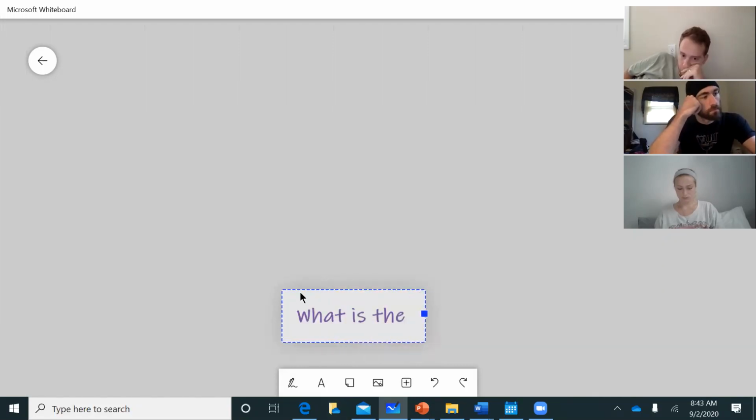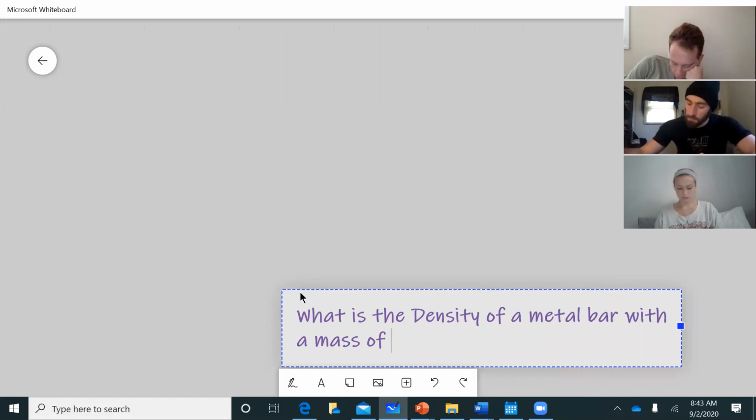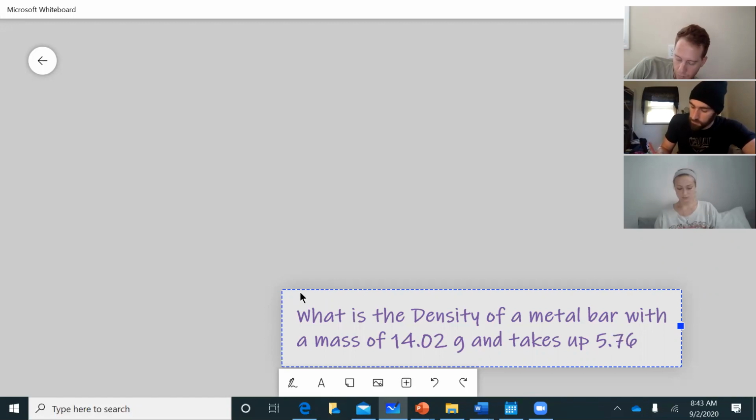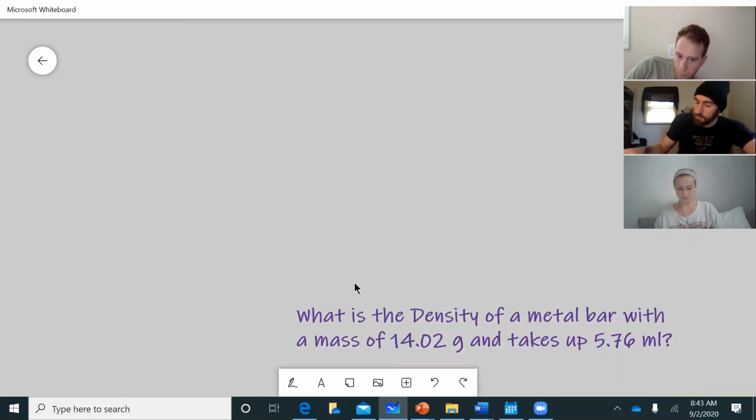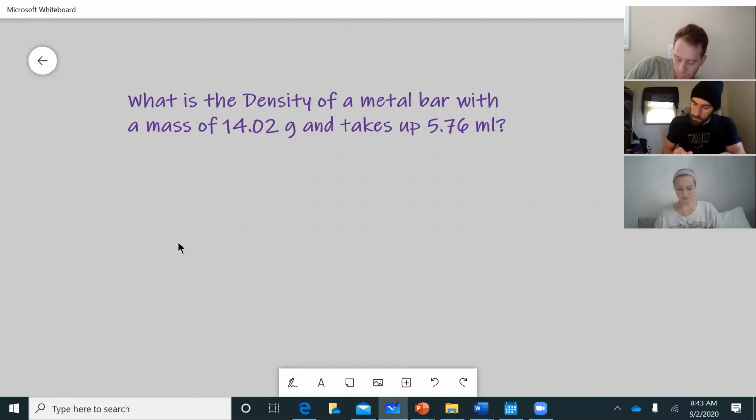What is the density of a metal bar with a mass of 14.02 grams and takes up 5.76 milliliters?